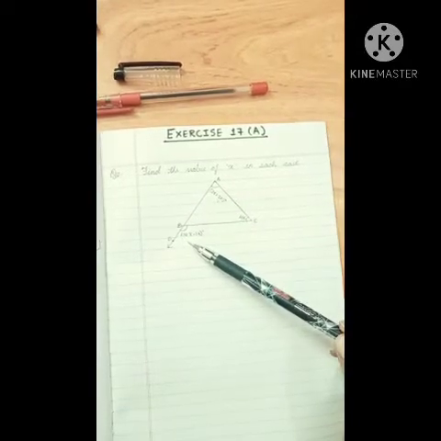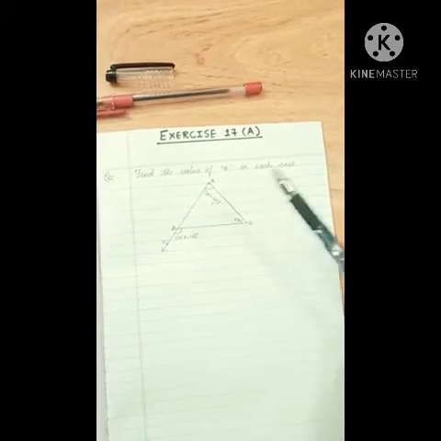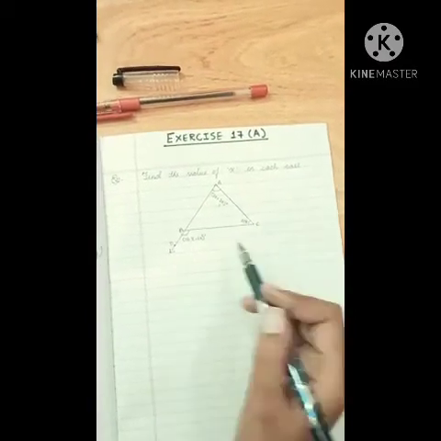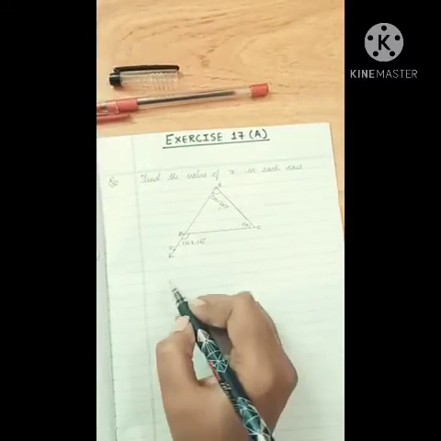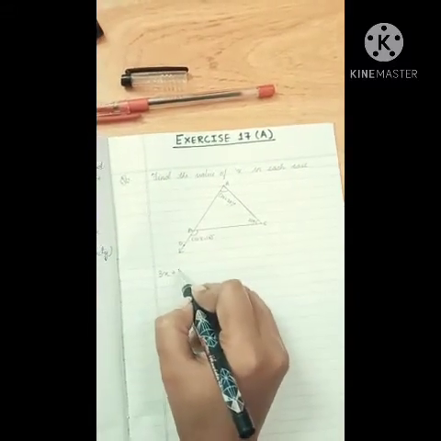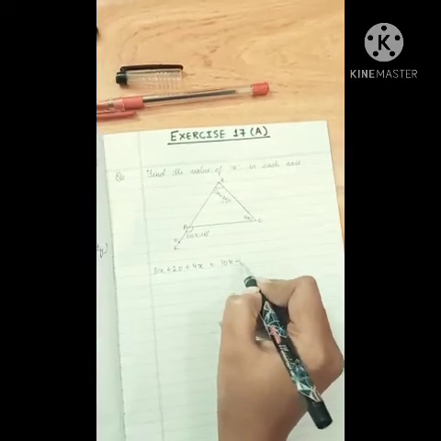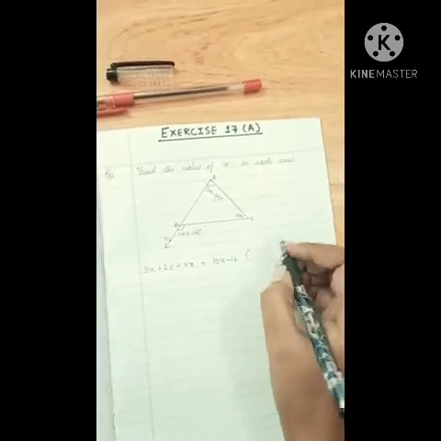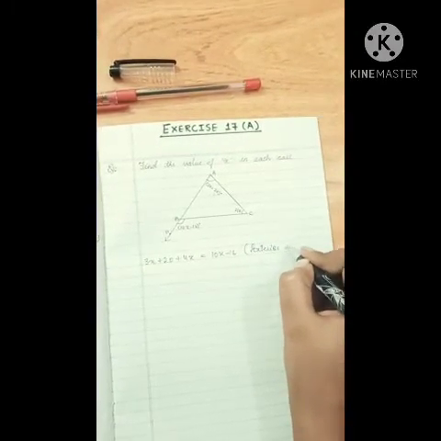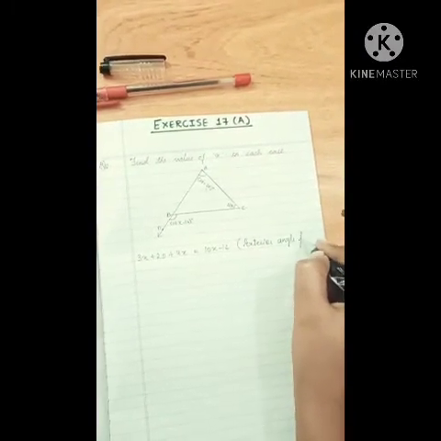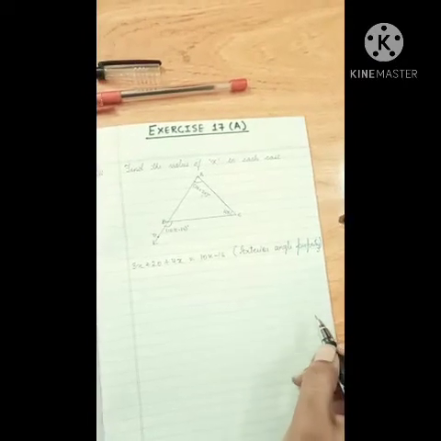So here we can use the exterior angle property, right? So the sum of these two angles is equal to this angle, right? So here we write 3x plus 20 plus 4x is equal to 10x minus 16. Which property is this? Exterior angle property.